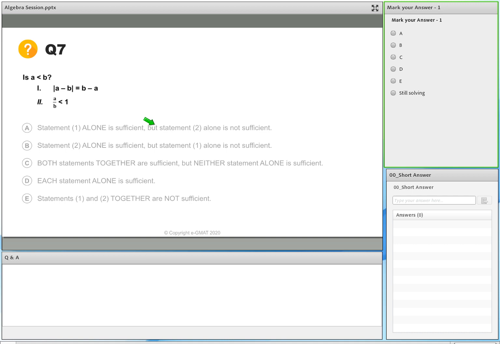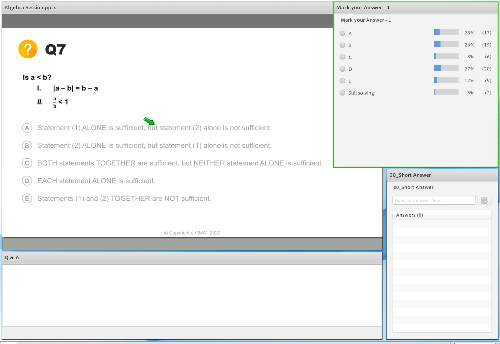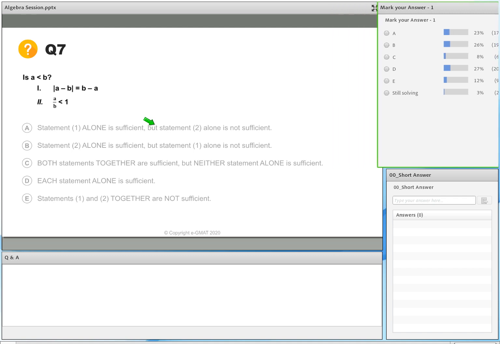Ending the poll in 10 seconds. Okay. Now let me show you the results. Again, it's a very, very divided vote. A and B almost have a tie. A, B, and D, all three of them got almost the same number of votes. We do have votes for C and E.